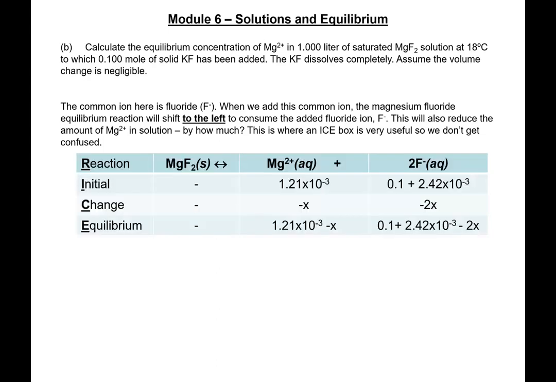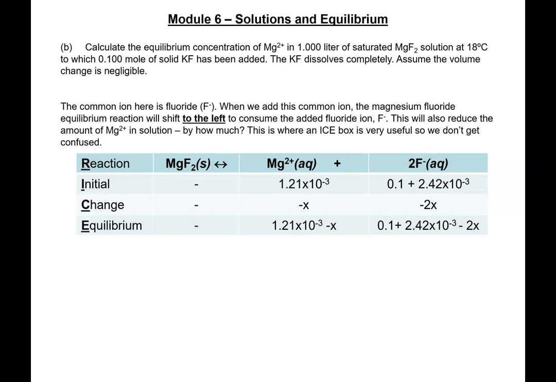So let's set this up. We've got our reaction at the top, but now we have an initial concentration. Our initial concentration of magnesium before we start, before the KF is added, is 1.21 times 10 to the minus third. For the fluoride, it's twice that, 2.42 times 10 to the minus third, but we've also added 0.1 mole. So we write 0.1 plus 2.42 times 10 to the minus third.